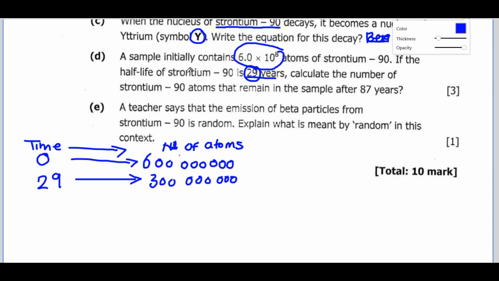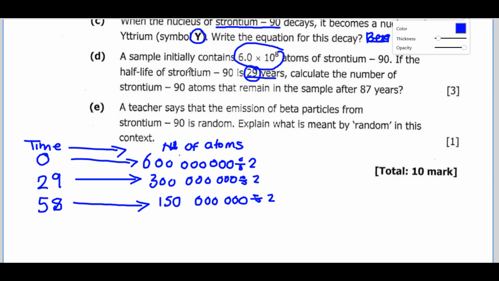So we need to have another decay. 29 plus 29 gives us 58. After another 29, half must decay. So I'm going to have 150 million atoms. Remember, we are dividing by 2. Even here, we are dividing by 2. That's what you have to do.